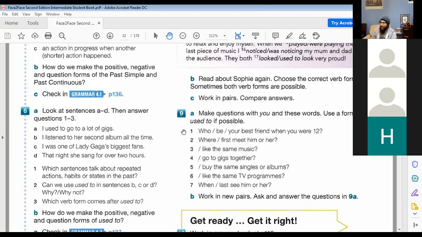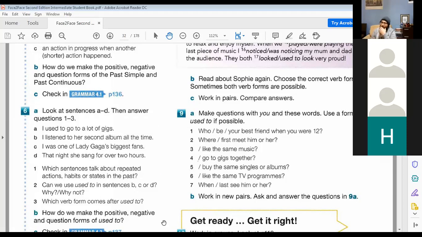And remember, we agreed that when you use used to, you have to use the infinitive after it. So you have to say, I used to go, I used to like, I used to study, I used to play, I used to smoke, I used to ride, I used to drive, I used to, any infinitive. This is the idea. So number 1, it says, who be your friend when you were 12?